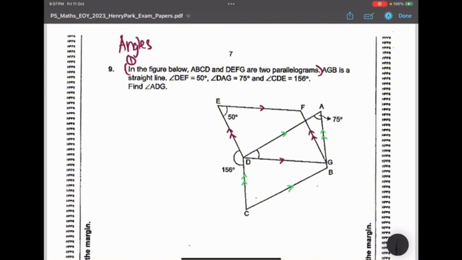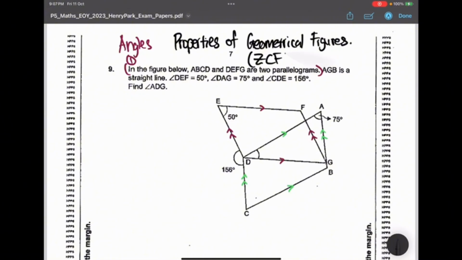Knowing that I am working with parallelograms, I know that the concept that I will be using is called properties of geometrical figures, which is simply my Z, C, and F angles. Zebras cannot fly, as we call it. Now let's move on to sentence number 2. It says AGB is a straight line. Where is my line AGB? AGB is found right over here, and that is a straight line.